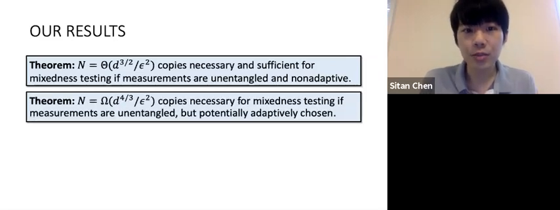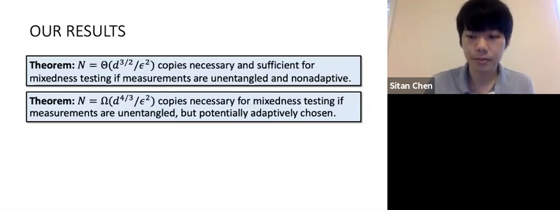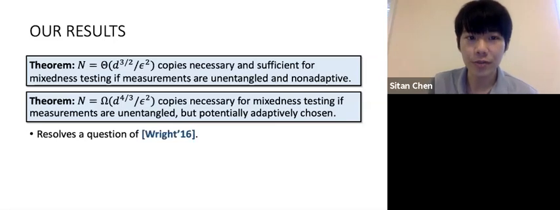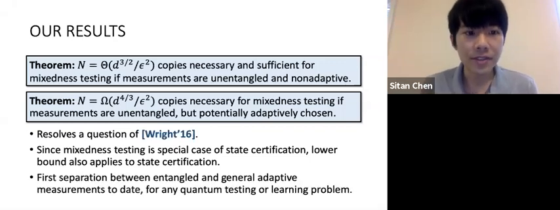And then for adaptive measurements, we show that a qualitatively similar lower bound happens. So we show that if you only use adaptive measurements, you still need at least D to the 4/3 copies. So this answers a question of John Wright from his PhD thesis. And note that because state certification is a strictly more general problem than mixedness testing, the lower bound also applies to state certification. And let me emphasize this is the first separation between entangled and general adaptive measurements for any quantum testing or learning problem.